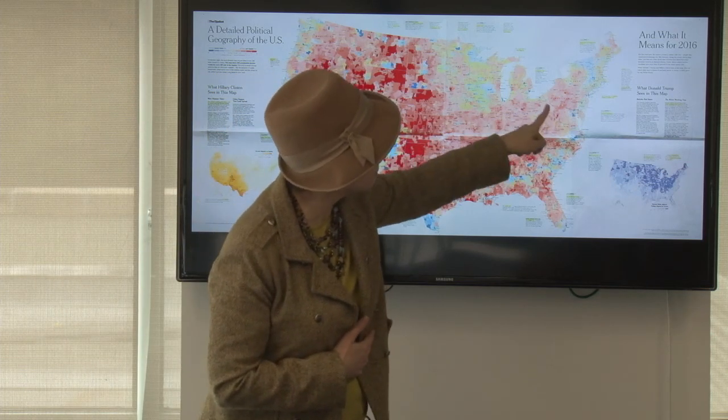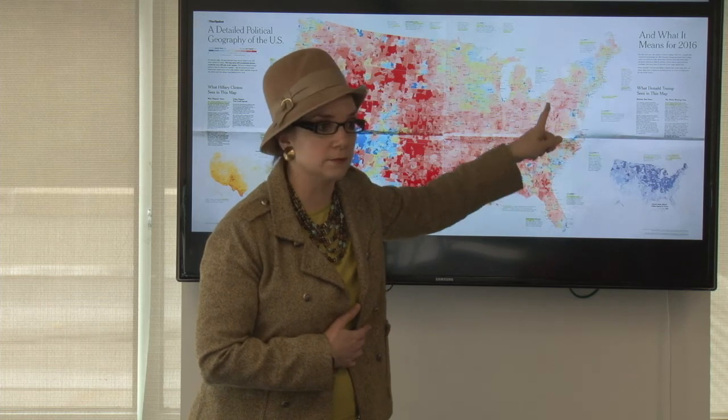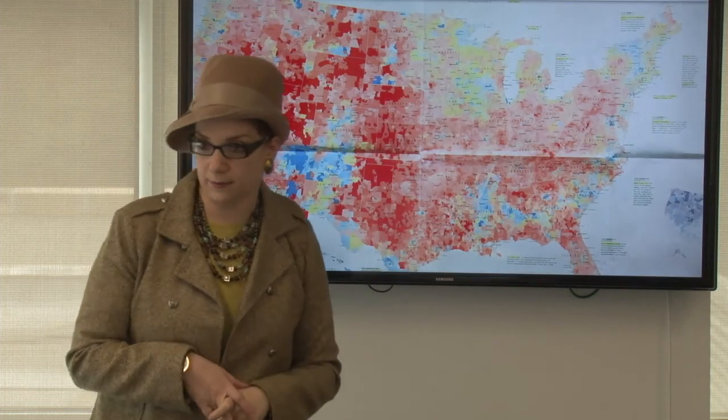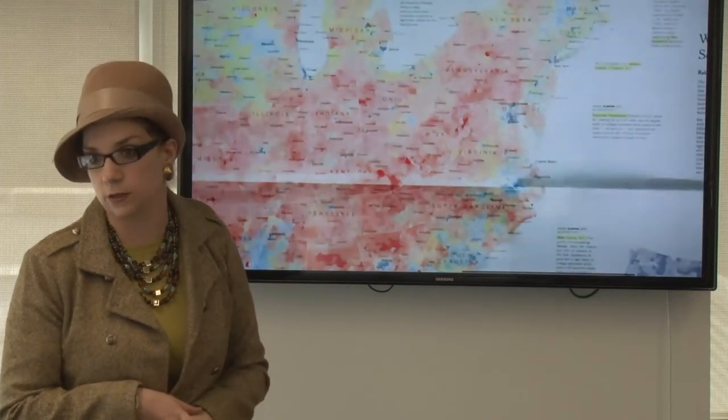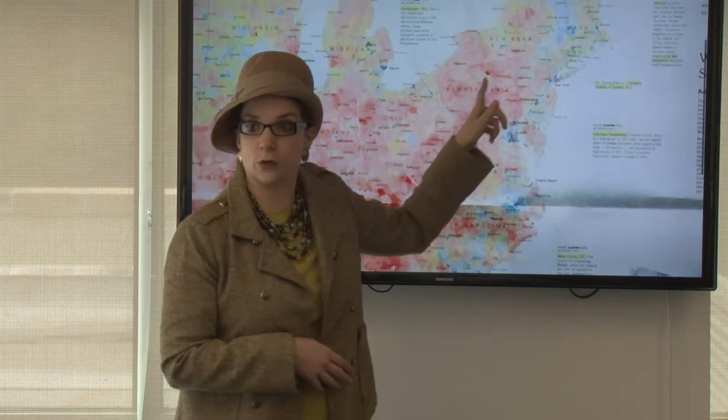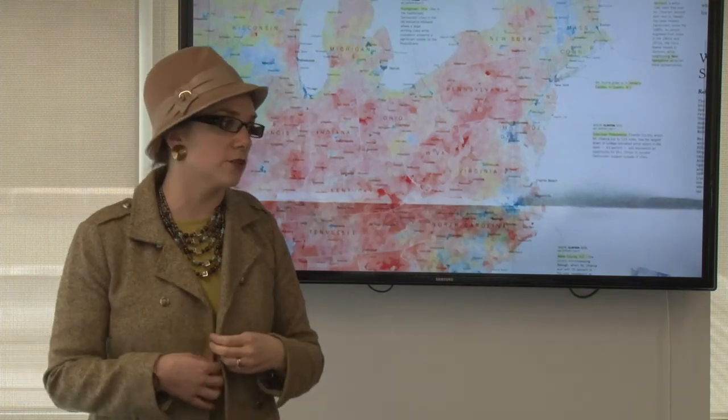Look at Pennsylvania. Pennsylvania also looks red, right? Pennsylvania hasn't gone red in a presidential election for quite a long time. So why does Pennsylvania look red? Pennsylvania looks red because most of what you're looking at, if you've ever driven, I went to college in Cleveland.